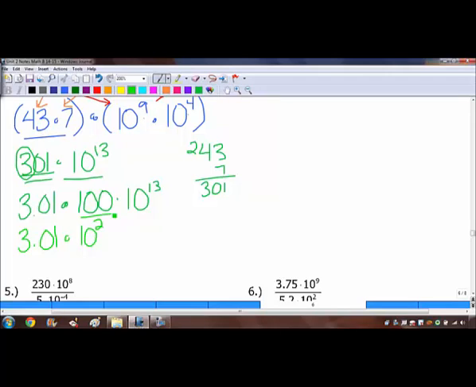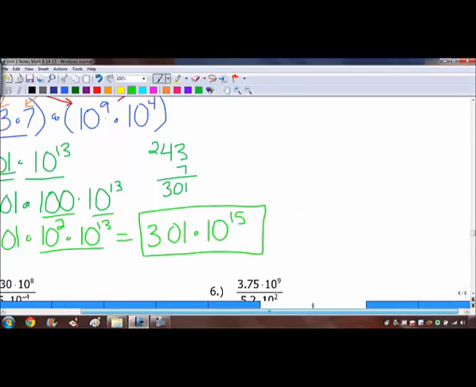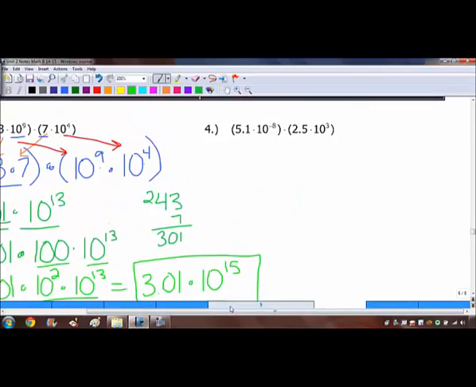Because that's what 100 is. And then again, I'm just going to copy down this 10 to the 13th power. Now all I'm going to do, since this is multiplication, is say that my answer is 3.01 times 10 to the 15th power, and I've done my multiplication. Okay? So let's take a look at question number 2.